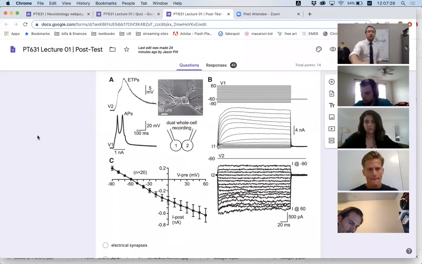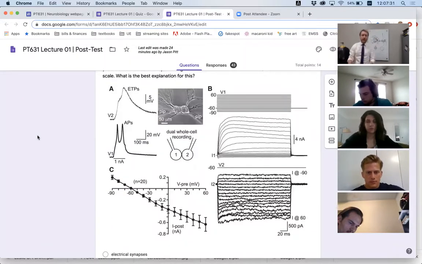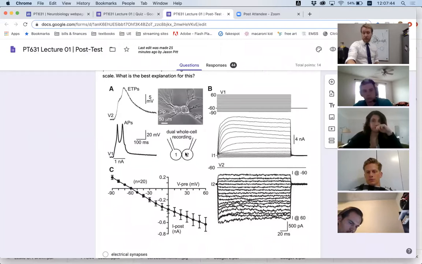Okay, so I think it's always good to look at actual data and try to get a sense of, is this real? What we're looking at here, in part A, is just showing you what they're recording from. And here's a cartoon schematic. We've got a couple of cells, and look, they're putting their cell bodies right next to each other. That's because they're fusing their membranes. We can tell that they're fusing their membranes because of panel B.